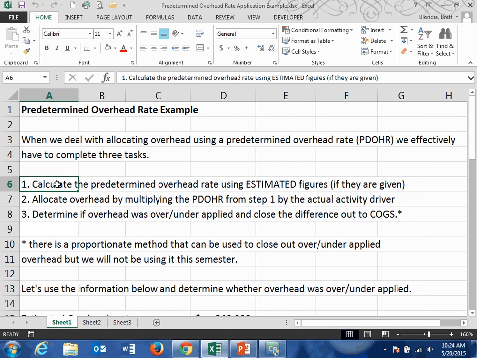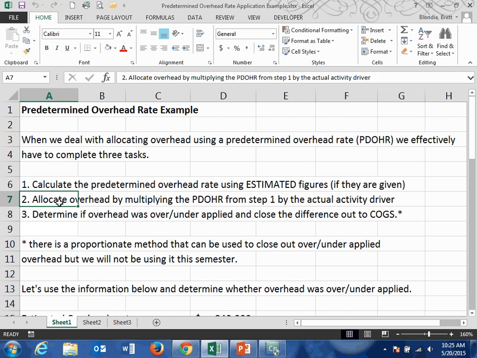Step 2 is to allocate overhead, and how do you do that? You take the predetermined overhead rate from step 1 and you multiply it by the actual activity driver. And we already talked about this. So in the quick example we did before, we said we were going to use machine hours as our activity driver. So once I calculate my predetermined overhead rate in step 1, when I get to step 2, I just take that rate and multiply it by the actual machine hours that are used on every single job.